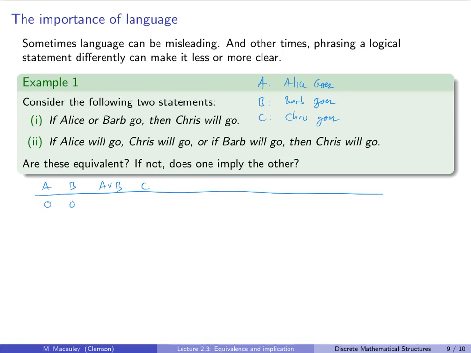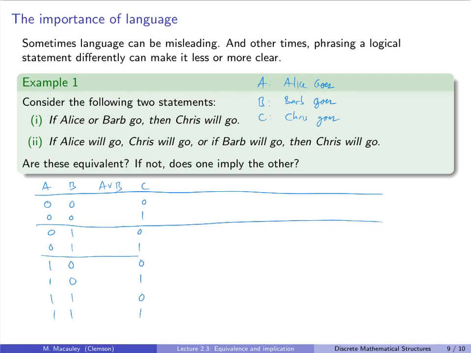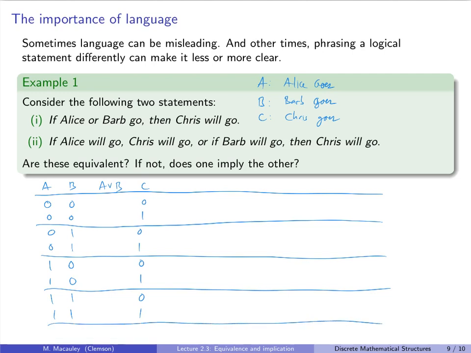So 0, 0, 0, 0, 0, 1, 0, 1, 0, 0, 1, 1, 1, 0, 0, 1, 0, 1, 1, 1, 0, 1, 1, 1. Okay, so I'm going to add some extra lines in here just so we can keep this straight. No pun intended. These aren't very straight lines anyways. Okay, so A or B, let's see, so 0, 0, 1, 1, 1, 1, 1, 1.